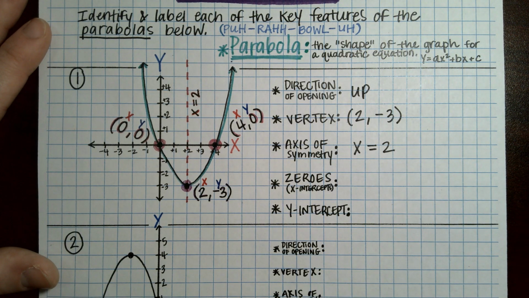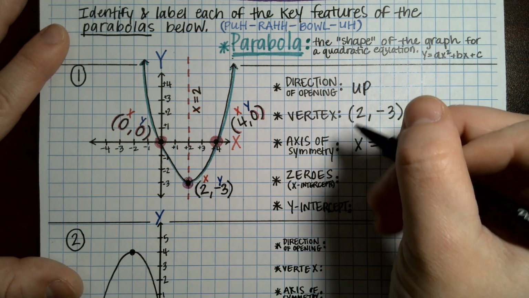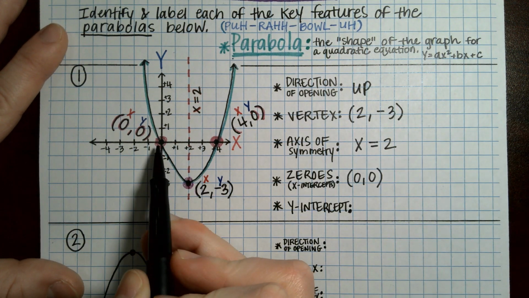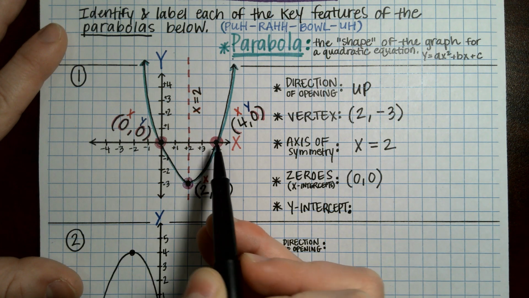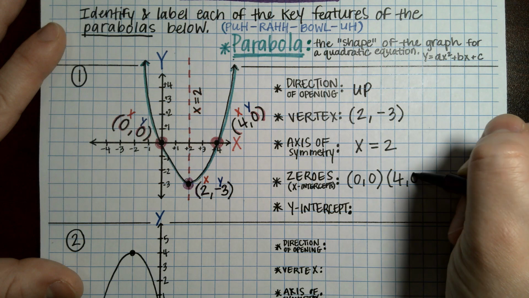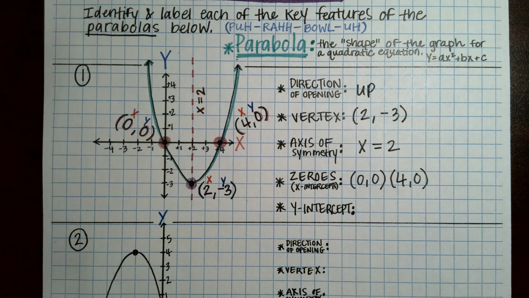Okay. How about our zeros or our x-intercepts? 0, 0 and 4, 0. Yes. 0, 0, there's our first one. And then 4, 0. What's an x-intercept? Who can tell me that? What does that mean? Jeremiah? The points that cross into the x-axis. Okay, that's where the parabola is actually crossing the x-axis.